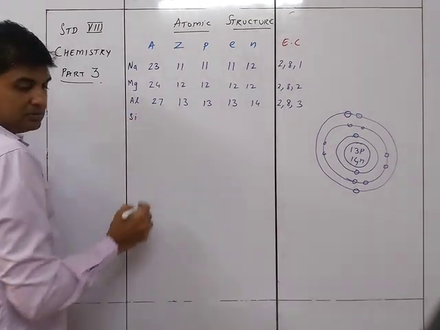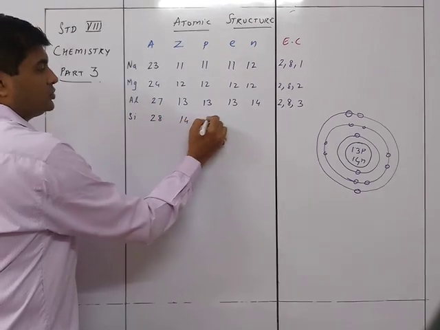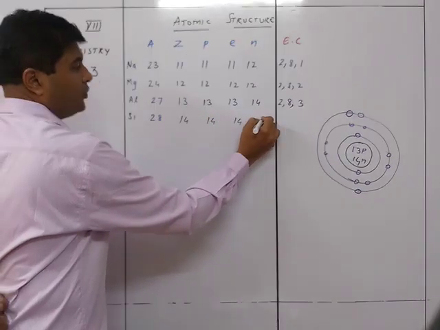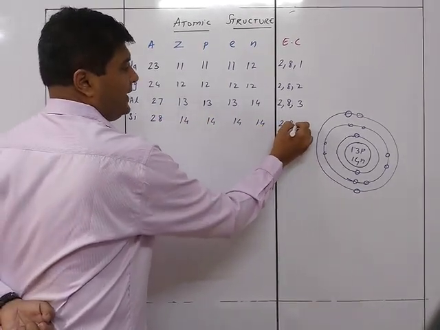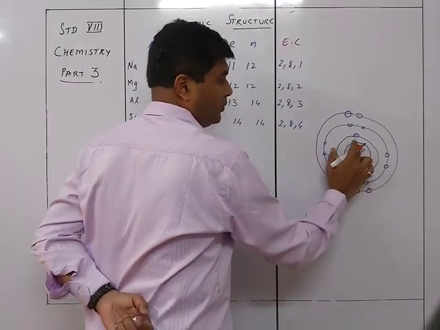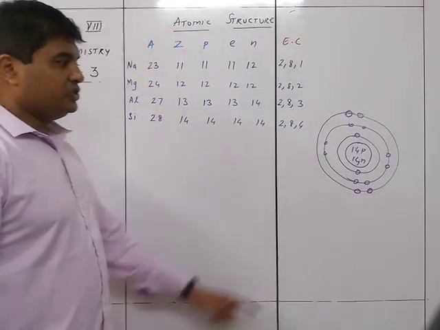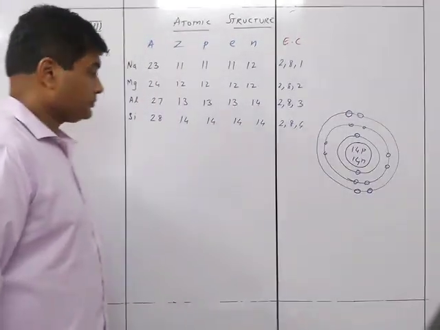Then silicon. Silicon is 28 and 14. So it's 14, 14, 14. So it's 2, 8, 4. So there will be one more electron here with 14 protons and 14 neutrons. So this structure is of silicon.